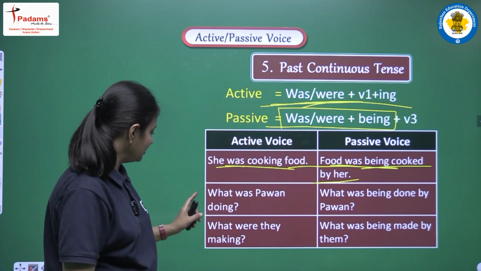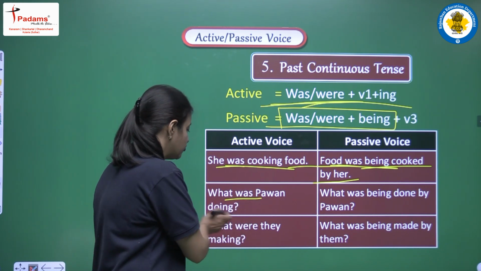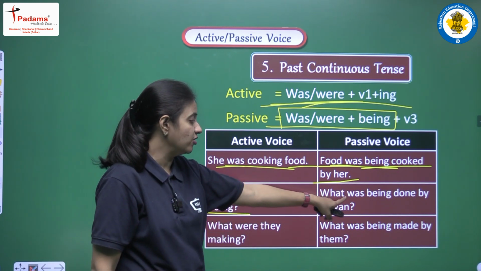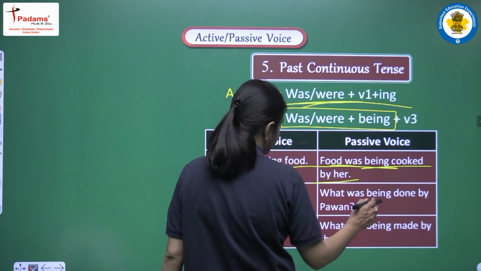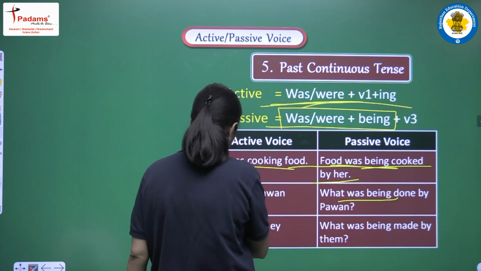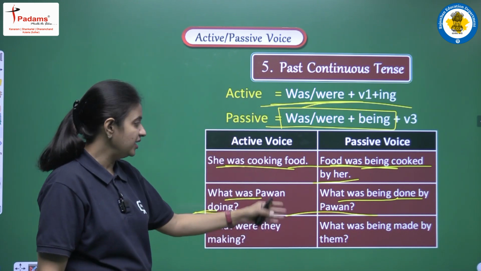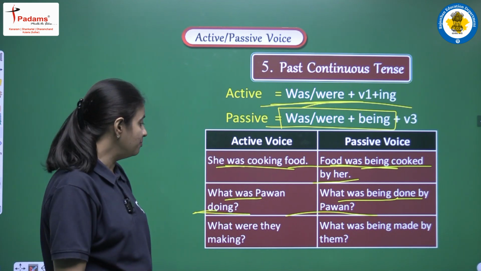Okay, next is what was Pawan doing? So again was, first form plus ing, past continuous. Was is there in the beginning, so what is also there will be here in beginning, and was will change to was being, third form of do is done, by Pawan. So what was Pawan doing? Passive voice will be what was being done by Pawan.